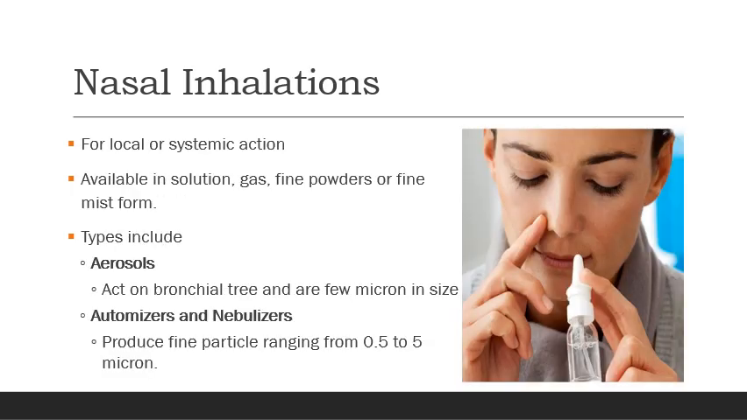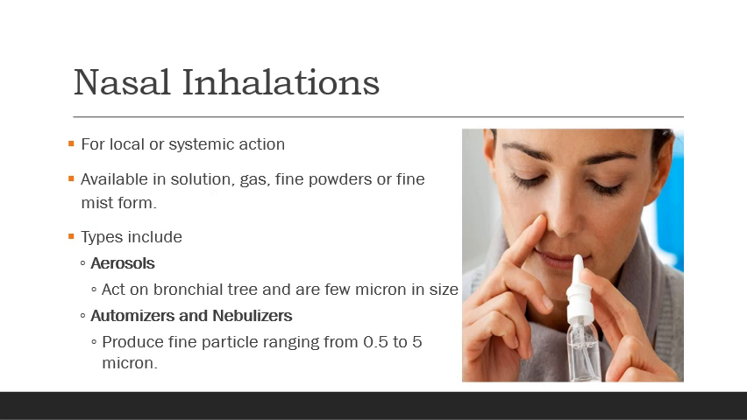Next, we have the nasal inhalations. The nasal inhalations may produce a local effect in the nose, or they may go into the lungs, be absorbed systemically, and produce a systemic effect as well. These are available in solution form, gas form, fine powder form, or fine mist form. They may be divided into two major categories. One is the aerosols, and second is the atomizers or nebulizers.